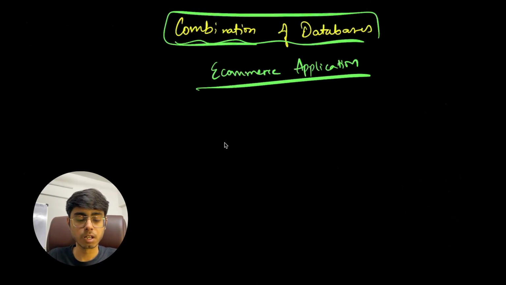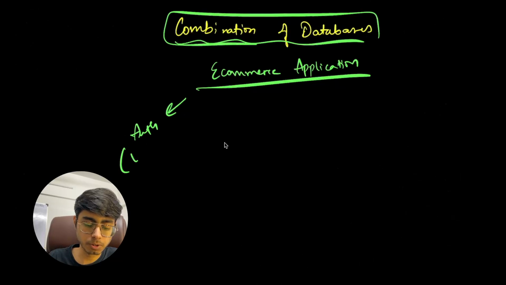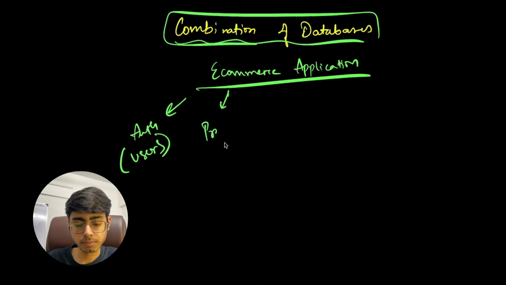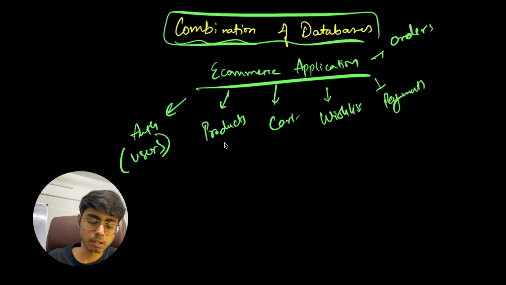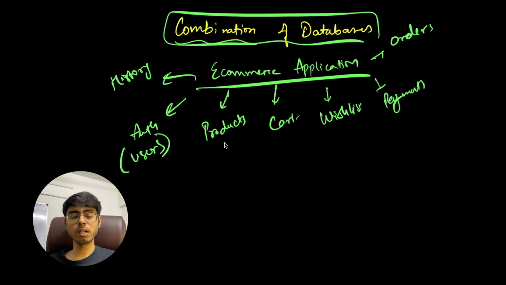E-commerce application. In an e-commerce application, you will list down the functions and features. You will have authentication, which means you will have users' information to be stored. Next will be your products information you have to store, user cart, user wish list, payments you have to do also, and you have to store the transactions also. Then you have to store the orders, then you have to store the history. These are the main functions and features of an e-commerce application.